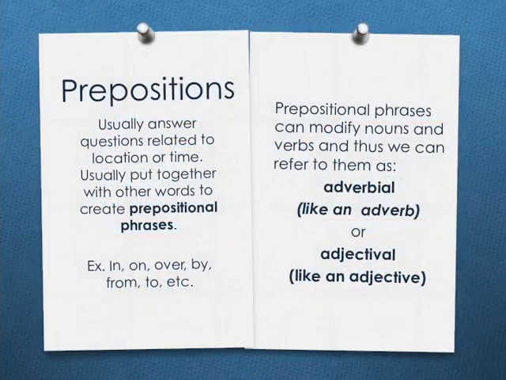The last topic we need to talk about before we move on to verbs are prepositions. Prepositions usually answer questions related to location or time, and often they're put together with other words to create something called prepositional phrases. Examples of simple prepositions would be in, on, over, by, from, to, and so on. Prepositional phrases can modify nouns and verbs. Thus, we can refer to them as being either adverbial, acting like an adverb, or adjectival, acting like an adjective.